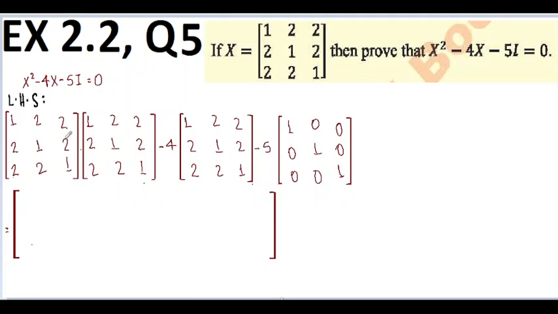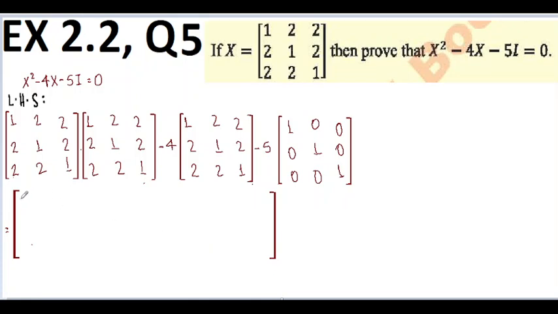Then comes this entry. For this entry we have to multiply first row and second column. Then comes this entry, the second row with second column of the second matrix, and then this entry, the third row with second column now, so the last row with second column. Then for this we have to do the same.